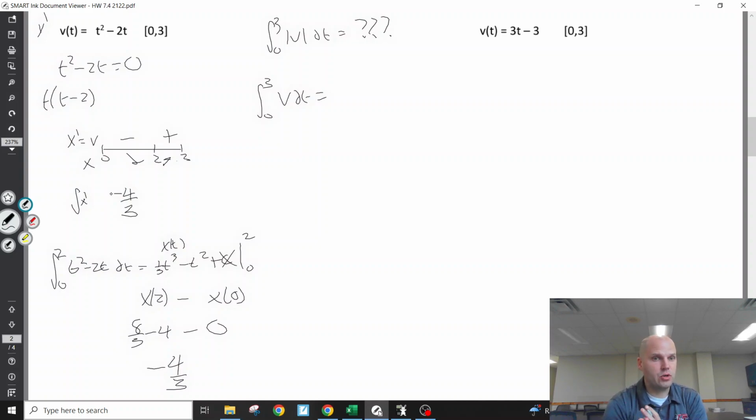And now let's go from 2 to 3. I already know what my position at 2 is. At least that's my displacement. It's negative 4/3. So I just need to really find x of 3.